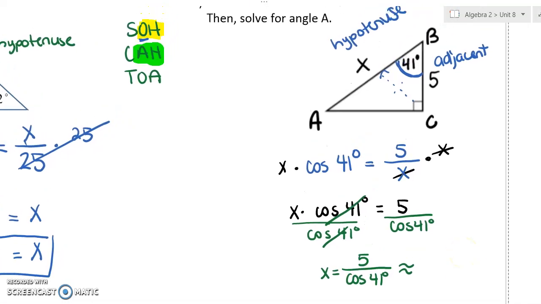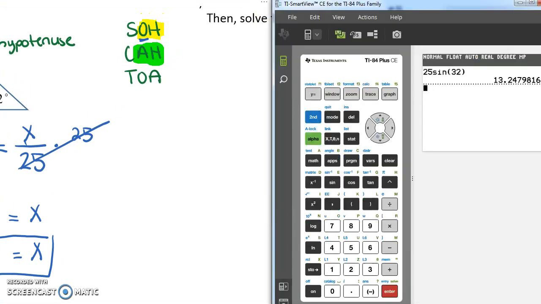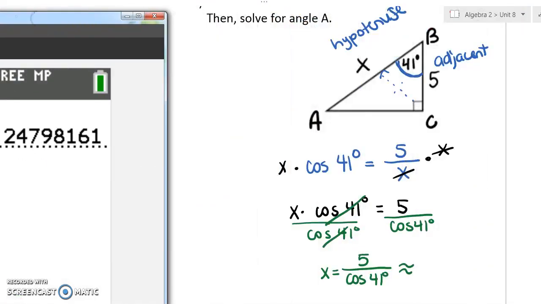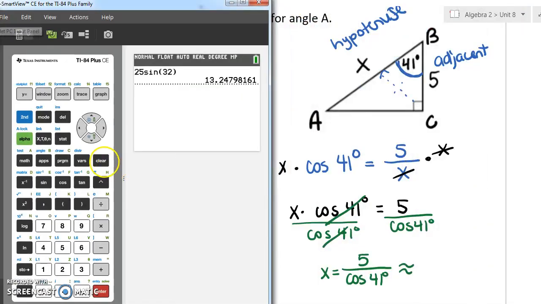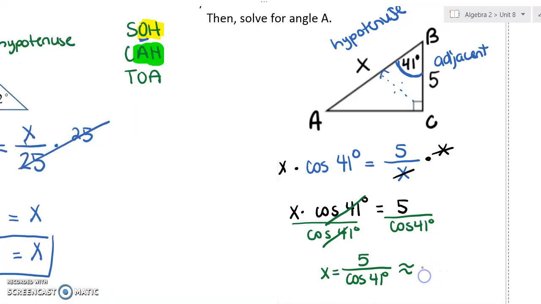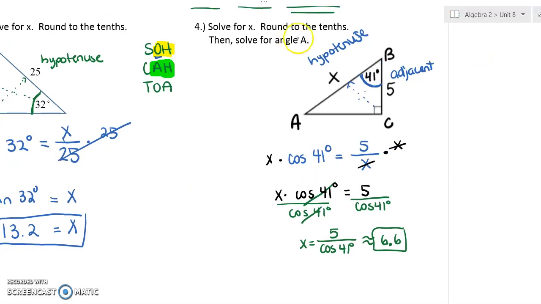All right, so I'm going to type this into my calculator. Let's move it to the other side so you can see. We have 5 divided by cosine 41 degrees, close it up, and enter. So 6.6. So x is 6.6. But that wasn't all that they wanted from us. They then wanted us to solve for angle A. So they want us to find this angle.